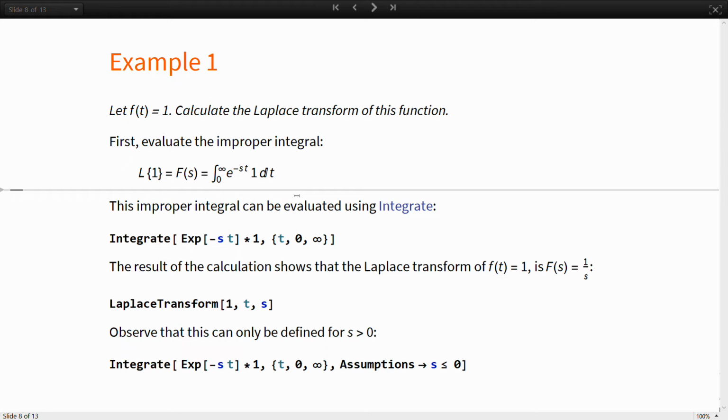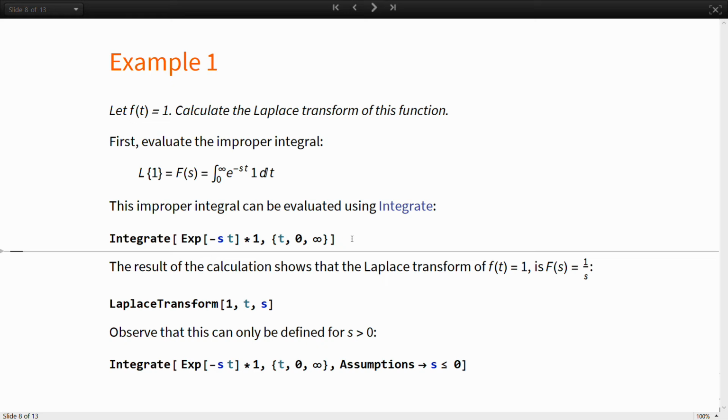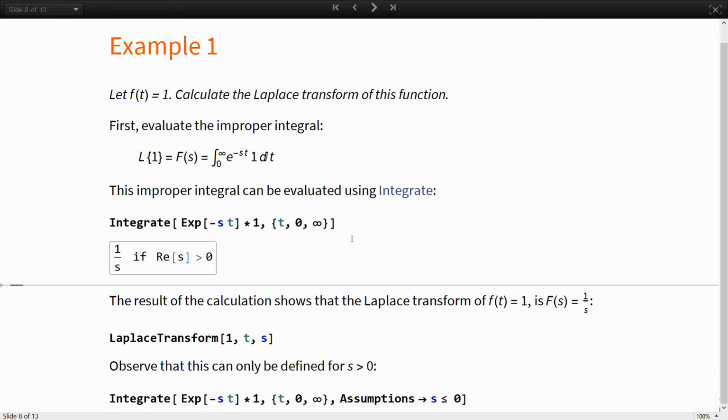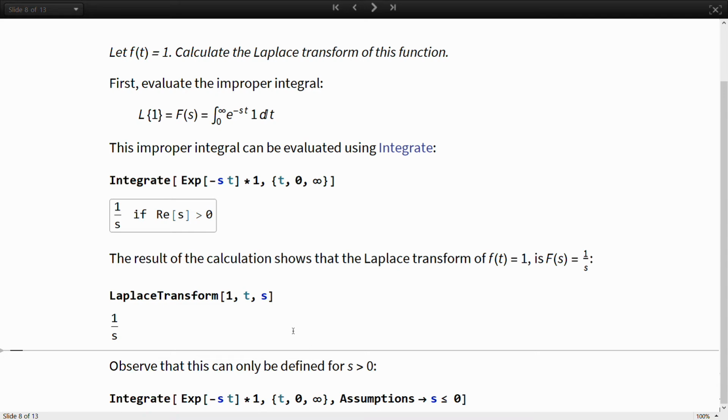Evaluating this improper integral in the Wolfram language with Integrate gives the result of 1 over s. Therefore, the Laplace transform of f of t equals 1 is the function big F of s equals 1 over s. We can confirm this result explicitly with the Laplace transform function. Notice that the transform is only defined when s is greater than 0. If s is less than or equal to 0, then the integral will not converge.